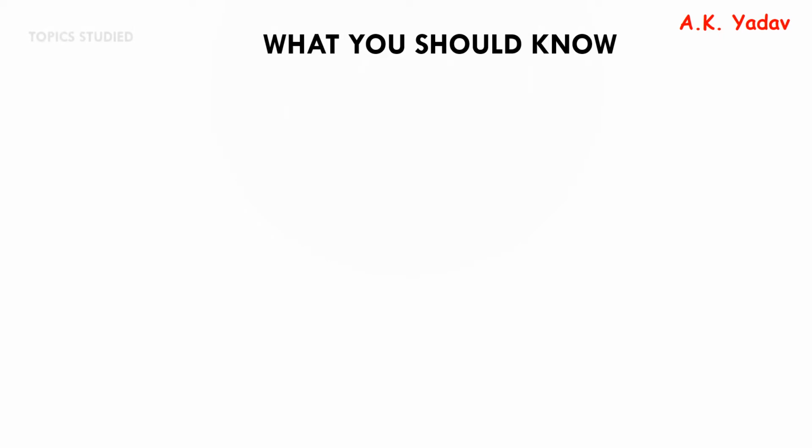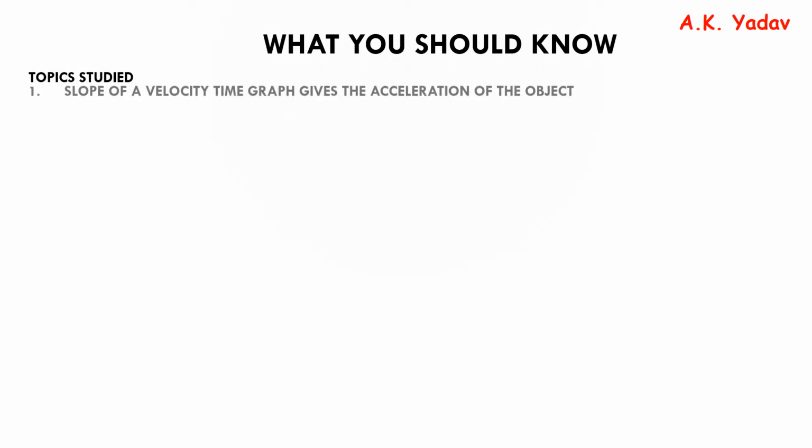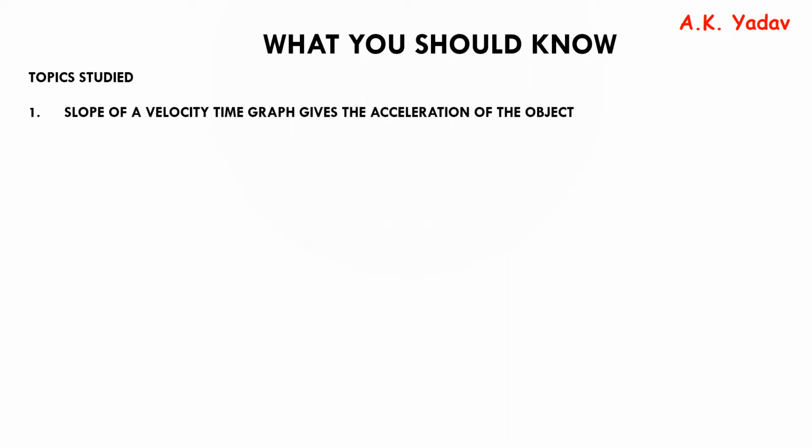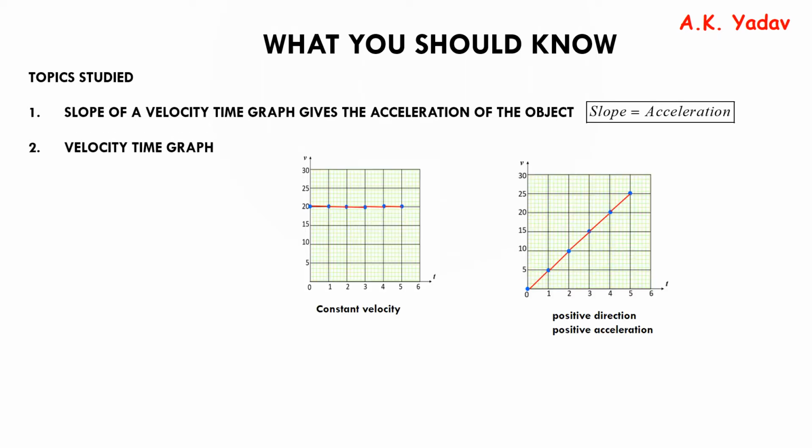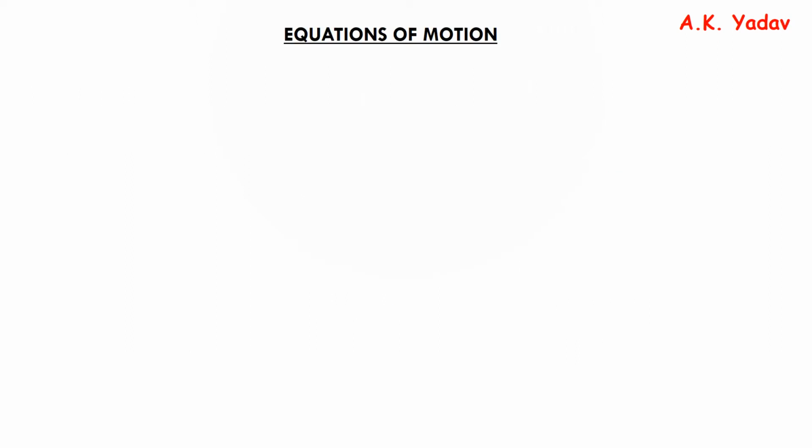What you should know: the first thing is that the slope of a velocity time graph gives the acceleration of the body, that is, slope is equal to acceleration for a velocity time graph. The second thing, the velocity time graph for constant velocity is a straight line parallel to the time axis, while for positive acceleration it is a straight line. And as we know, the distance covered is equal to the area under the VT graph. Okay, now we will derive the equations of motion.